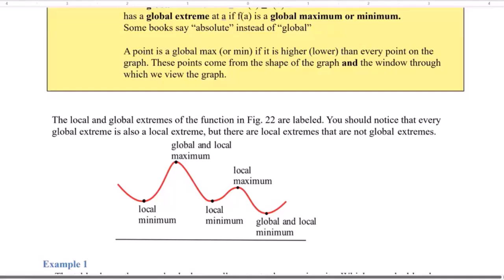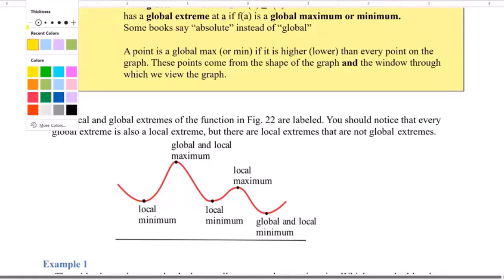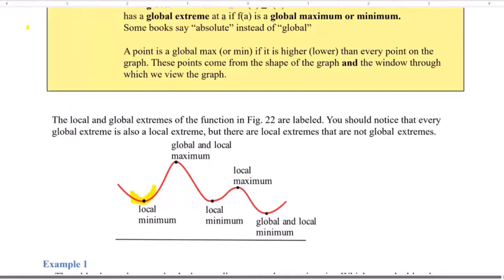To know if you have a local, or sometimes called relative, maximum or minimum, it just means that in some region, like for example here, that's a local minimum. This is a local minimum. This is a local minimum. But also, not only is it local, it's global because it is the lowest point or the smallest point on the graph. So it is the minimum value.